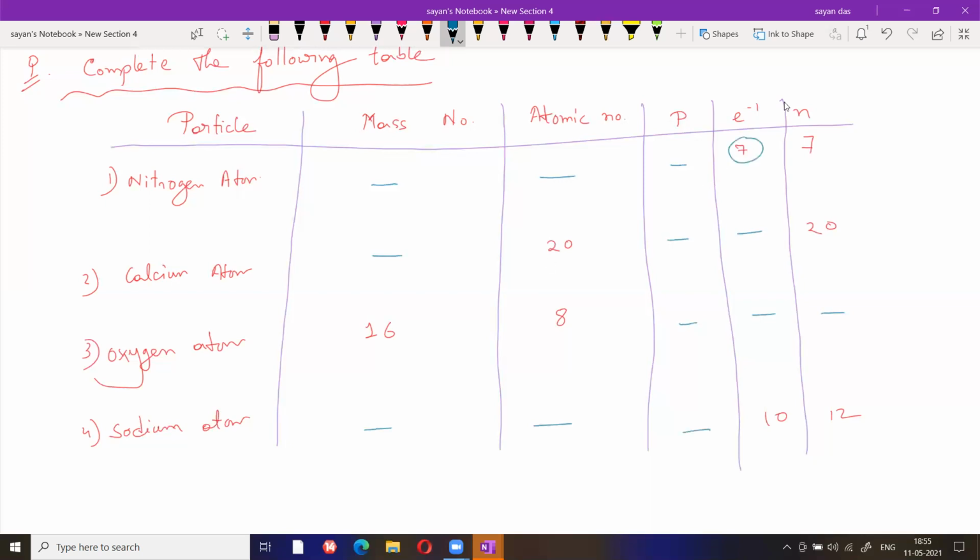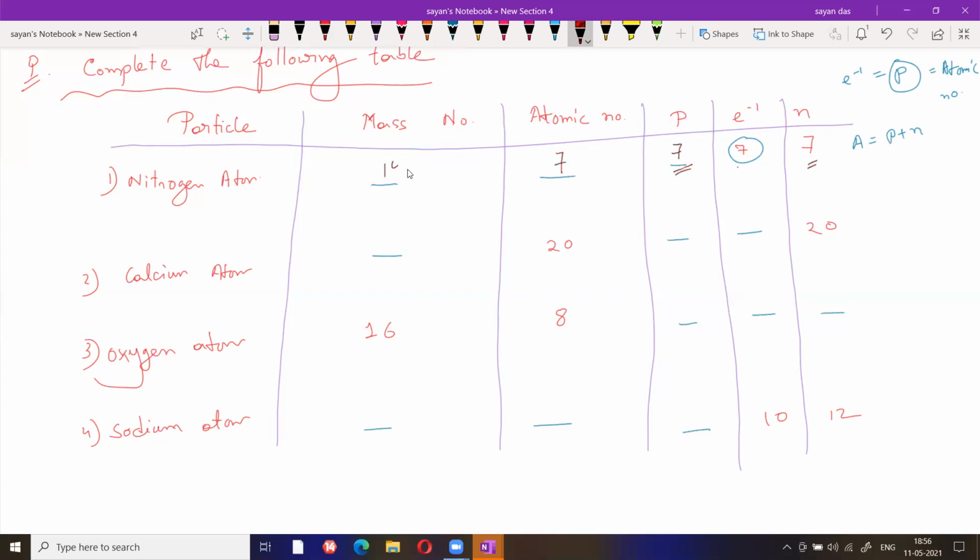Look, we all know that for any atom, the electron number always equals the proton number, and the proton number is nothing but the atomic number. And what is mass number? Mass number, which is represented by A, is basically the number of protons plus the number of neutrons. Now look, the electron number is 7, so the proton number is also 7, the atomic number is also 7, and the mass number is 7 plus 7 equals 14.